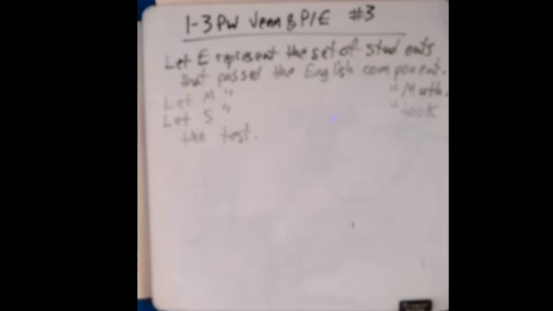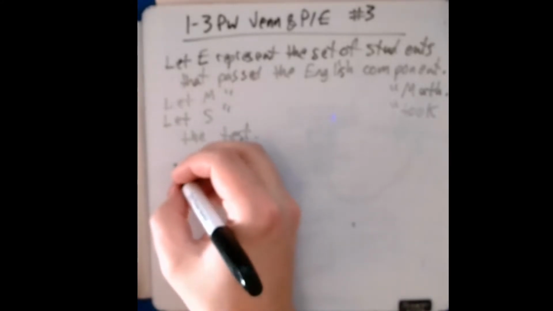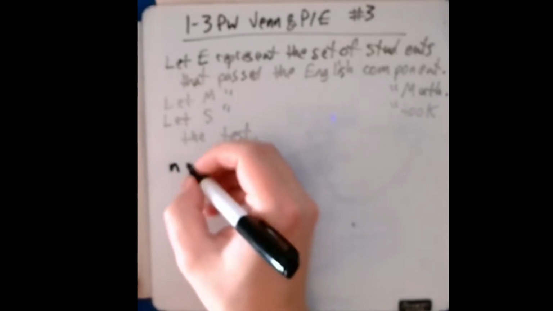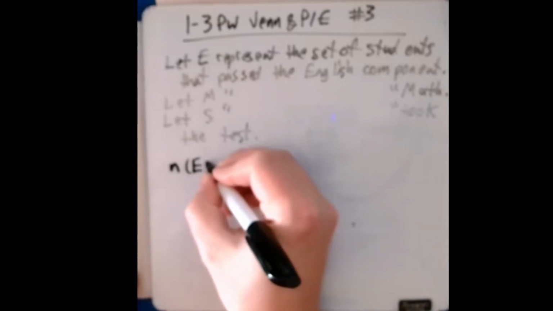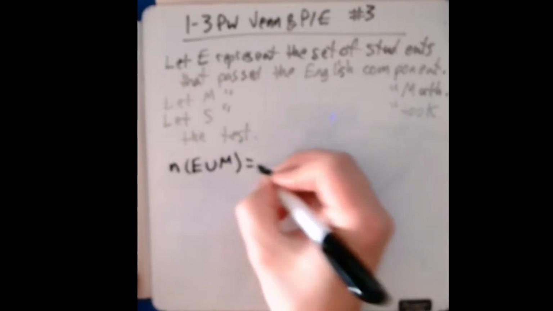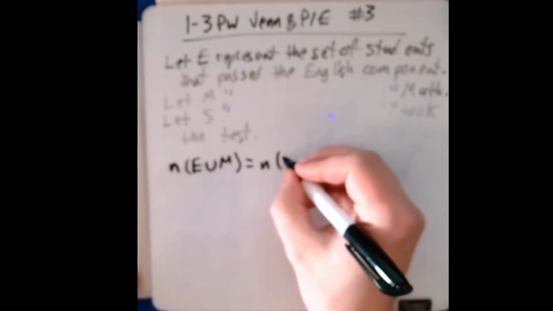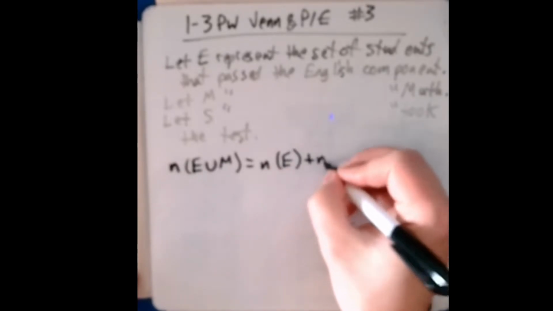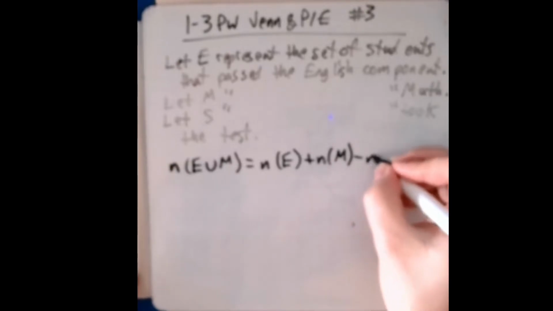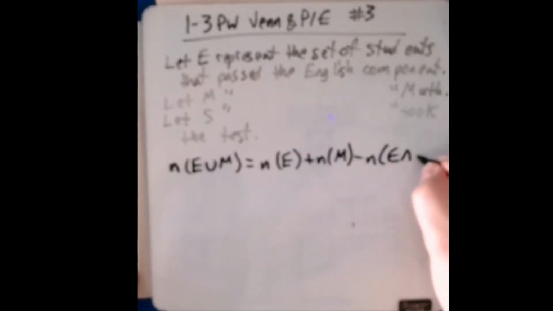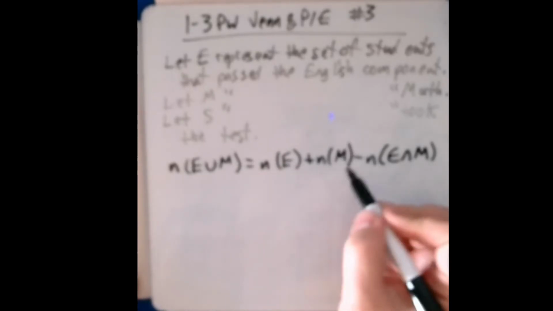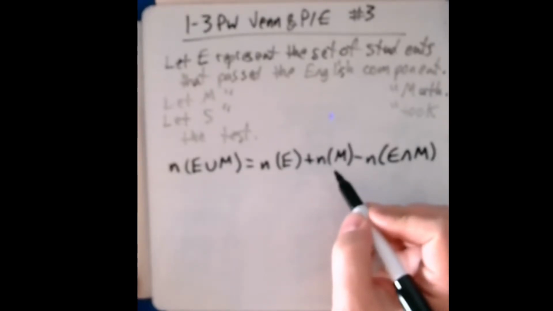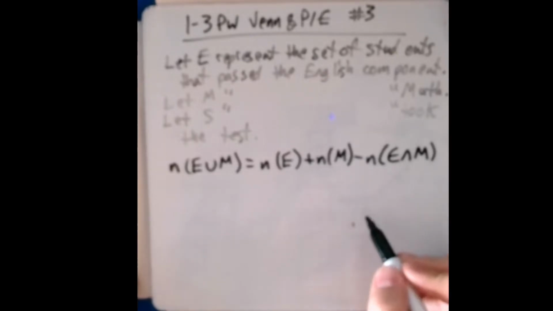All right, next we're going to use our principle of inclusion and exclusion. So we kind of know which formula to use already, so let's write that out. The cardinality, or the number of students in the set E union M, is equal to the cardinality of E plus the cardinality of M minus the cardinality of E intersection M. So we add up all the students that passed the English component, all the students that passed the mathematics component, and we've double added those in the overlap, so we subtract it once.